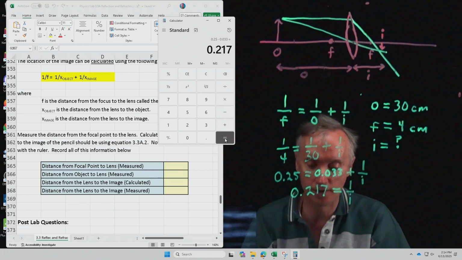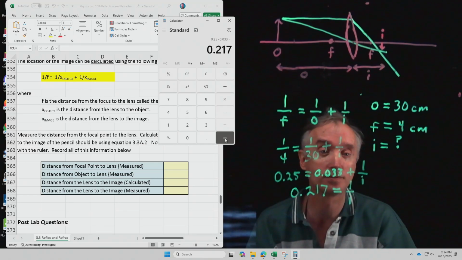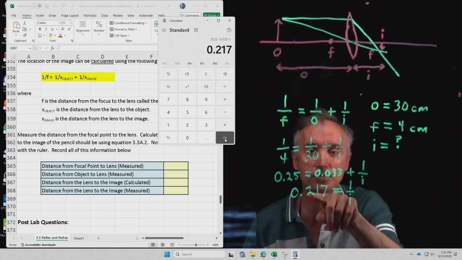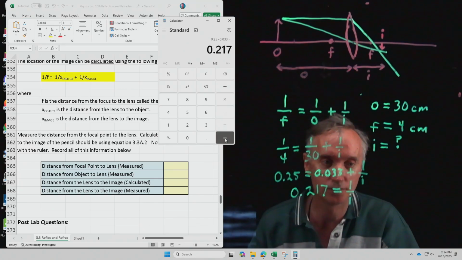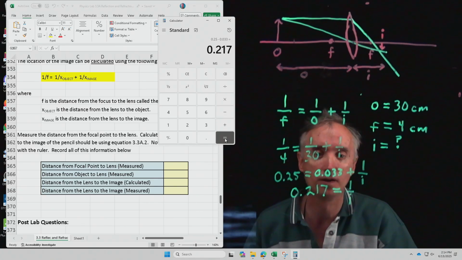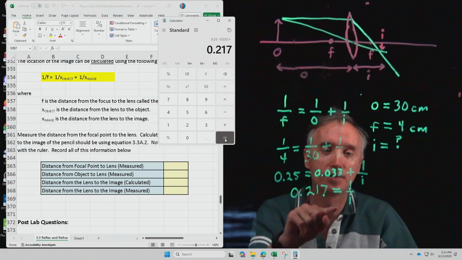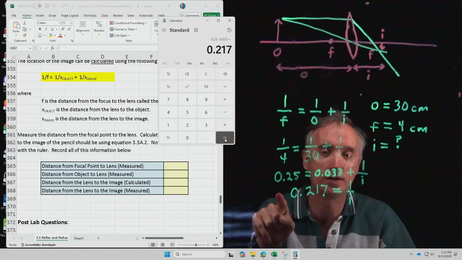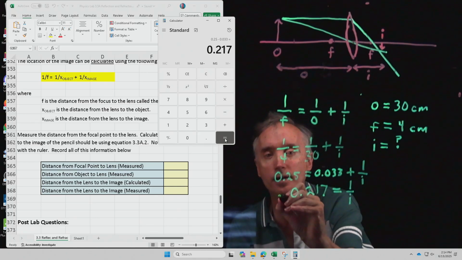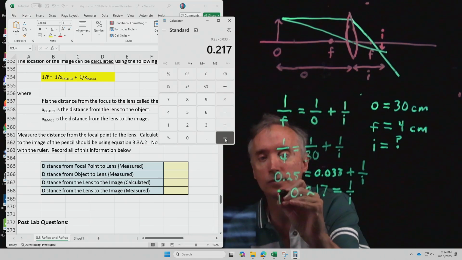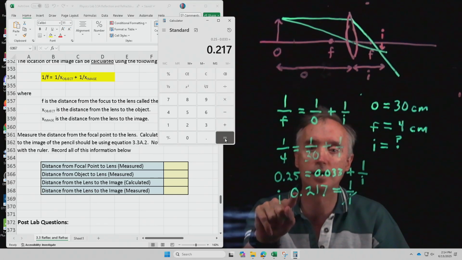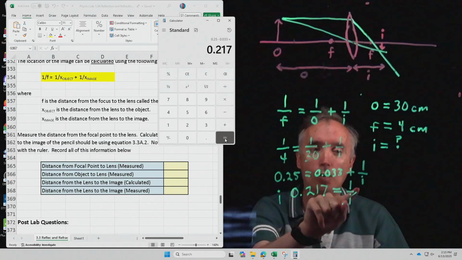And every single time that I do a test, there's a student that says, yep, that's the answer. So the distance to the image is 0.217 centimeters. Now, almost there, but not quite. So I need to get the I by itself. So I multiply both sides of the equation by the letter I, and then that gets rid of this I. So now I've got I times 0.217 equals 1.